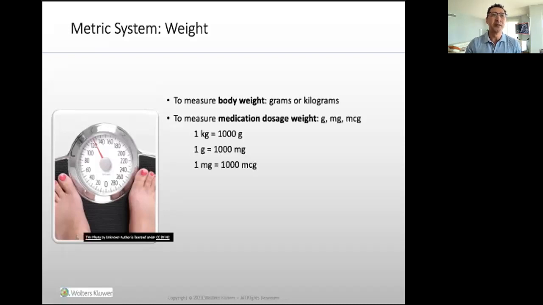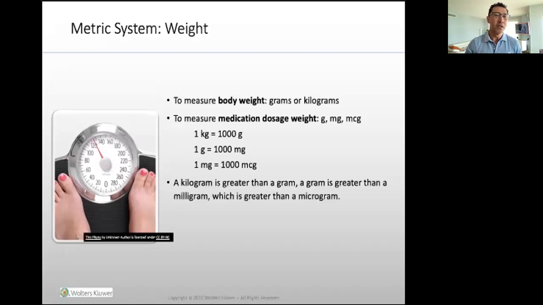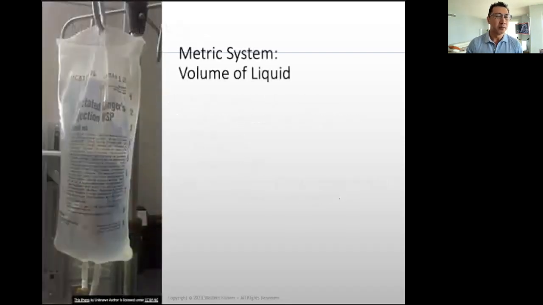To measure medication dosage weights, there are different units: kilograms, grams, milligrams. As a review, 1 kilogram is 1,000 grams, 1 gram is 1,000 milligrams, 1 milligram is 1,000 micrograms. If you're not familiar with micrograms, you will be. It's the smaller piece of the equation. So far, it's all basic information.